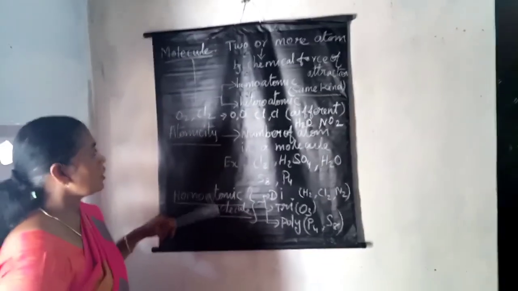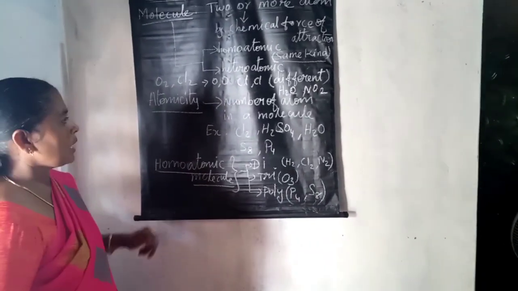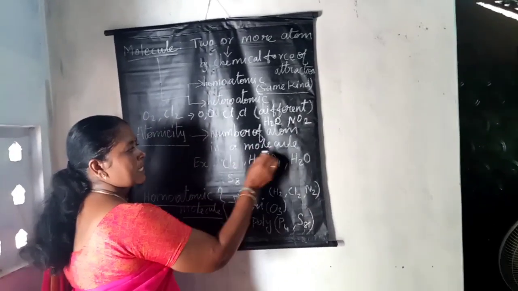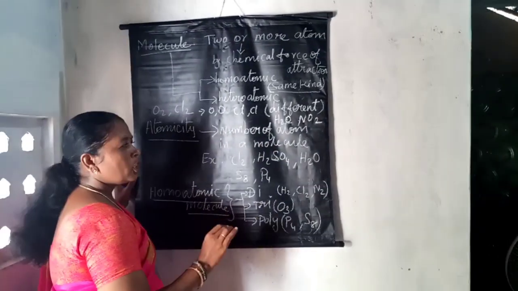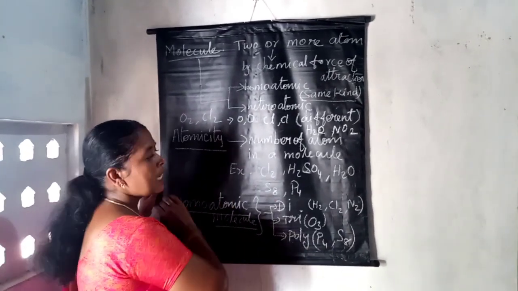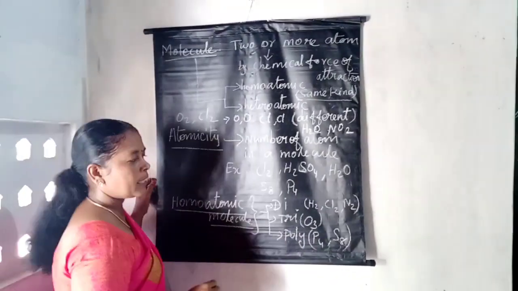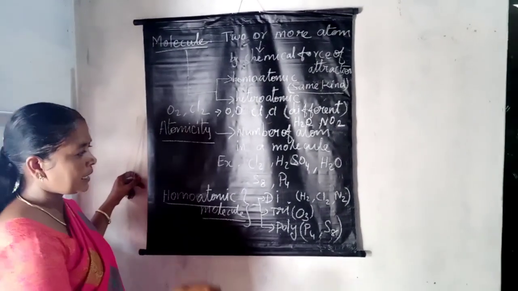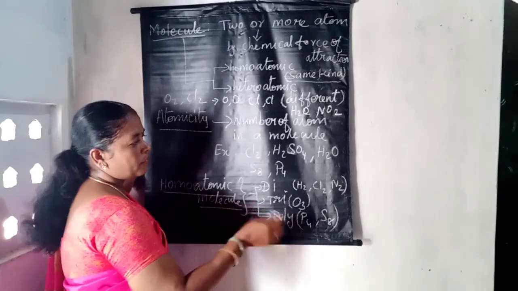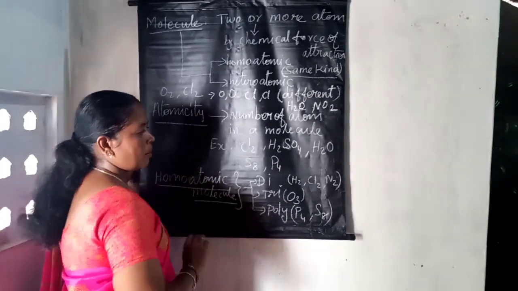Okay, next topic we go to atomicity. What is meant by atomicity? Atomicity means the number of atoms that are present in a molecule. The molecule contains how many atoms, we have to calculate. That is known as atomicity. And another one is how it will be present in nature, the ratio of the molecule. That is known as atomicity.